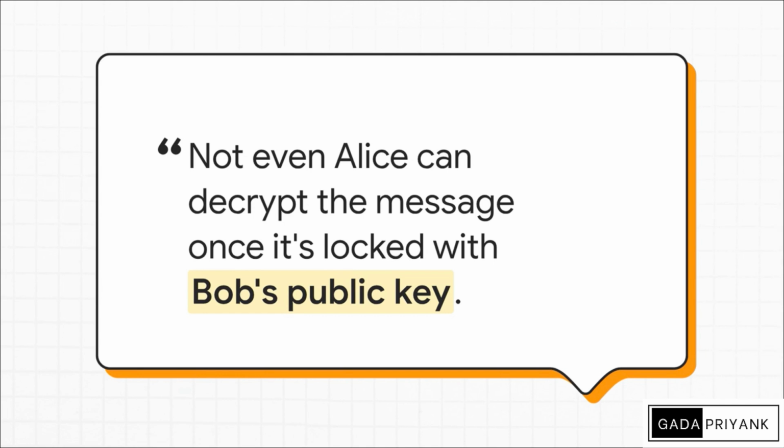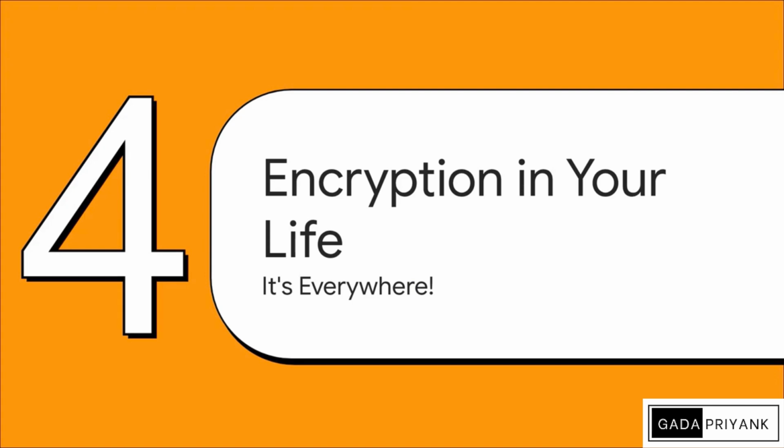And get this, that's how secure we're talking. Once Alice locks that message with Bob's public key, it's locked for good. Not even Alice herself can open it again. Why? Because she doesn't have Bob's private key. Only the person it's meant for can ever read it. That's incredible.